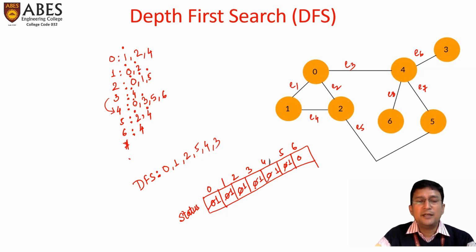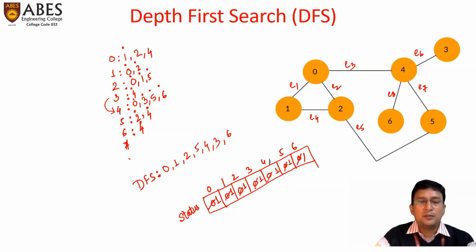From 4, the connections 0 and 3 have already got visited. We will now see the connection 5. The connection 5 has already got visited. So we'll now see the connection 6. This has not got visited. So I will now mark this as visited and add it in the sequence of the visited vertices. And we'll now move to 6. The only connection from 6 is 4, and the vertex number 4 has already got visited.